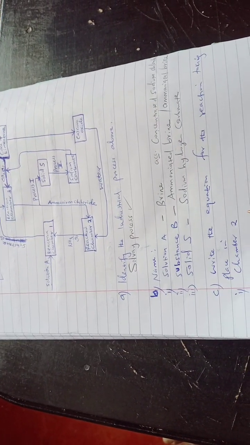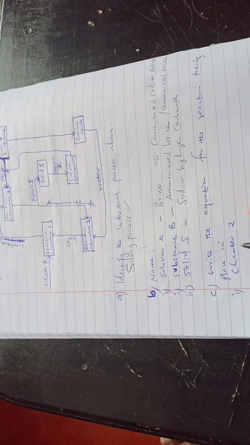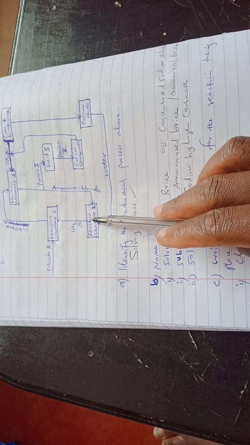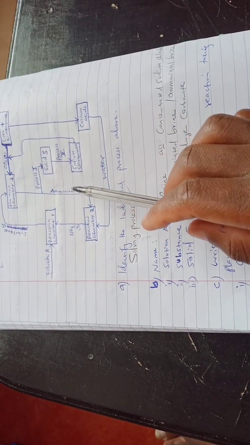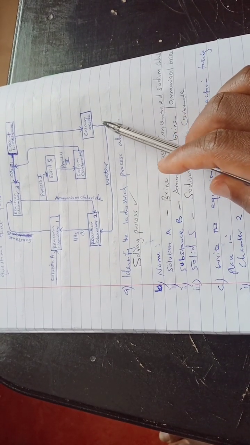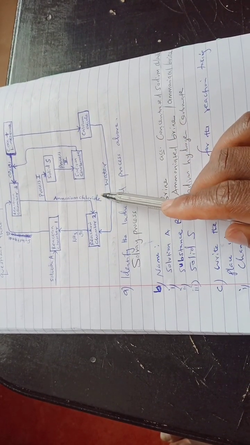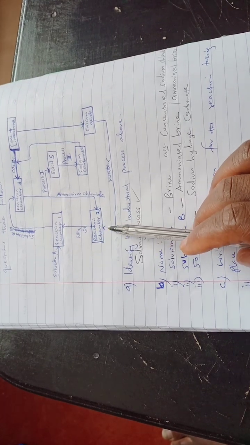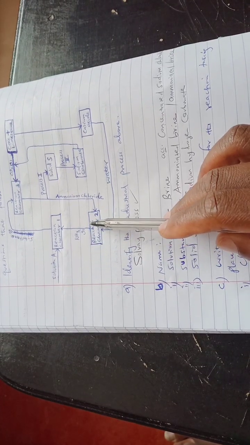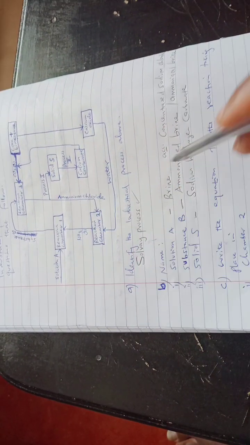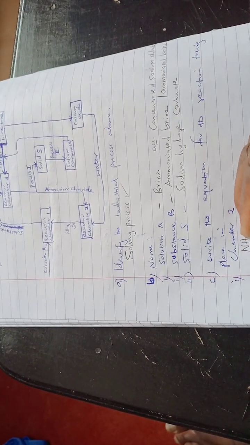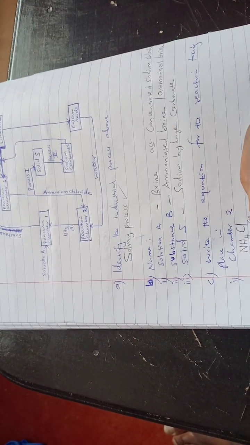Then we go to part C. It says you write the equation in chamber 2. So we locate chamber 2. Chamber 2 is here. Chamber 2 is being fed with what? Ammonium chloride, and then there's calcium oxide here mixed with water. That means you form calcium hydroxide. So calcium hydroxide and ammonium chloride, they meet in chamber 2, and then a reaction takes place and ammonia is produced with other products.